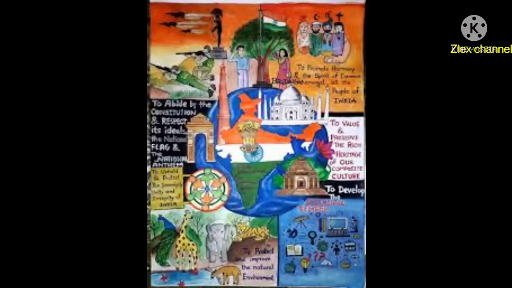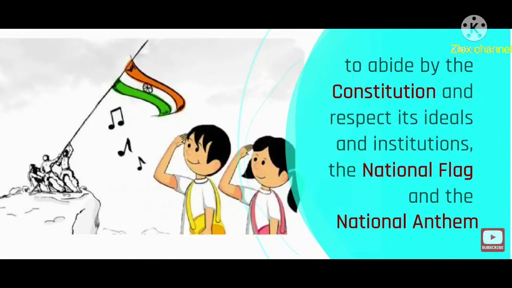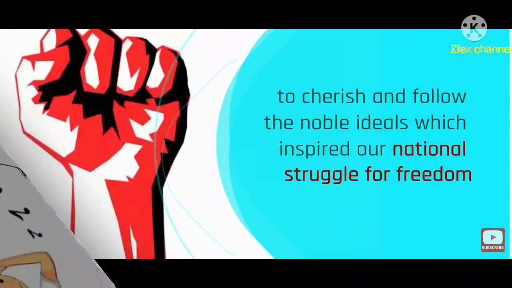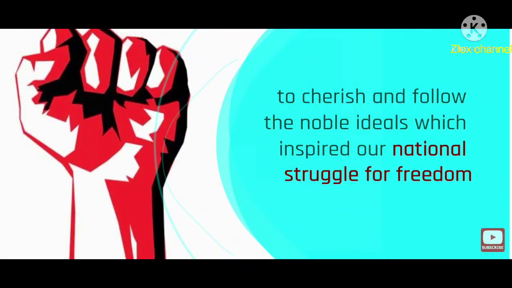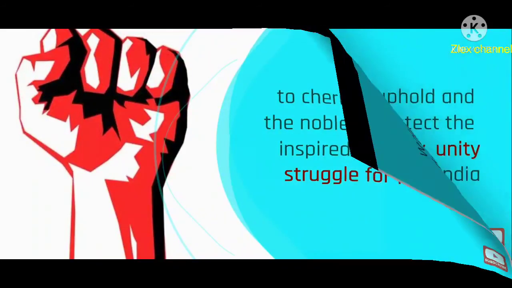They are: first, we should show respect to our national symbols like the national anthem and the national flag. Second, there were certain ideals like democracy, non-violence and secularism that inspired our freedom fighters during the national movement. We must respect these ideals and follow them in our daily lives.